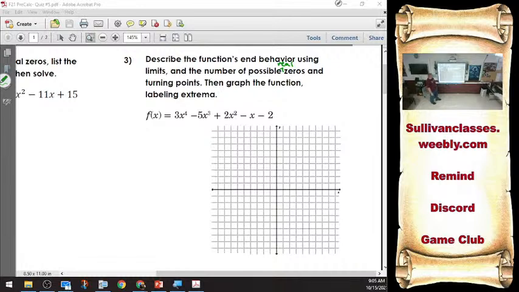Boy, it's been a week. Labeling the, there we go, extrema. Yourself.